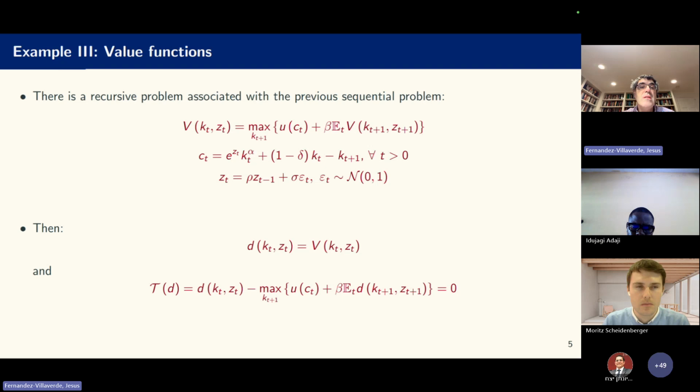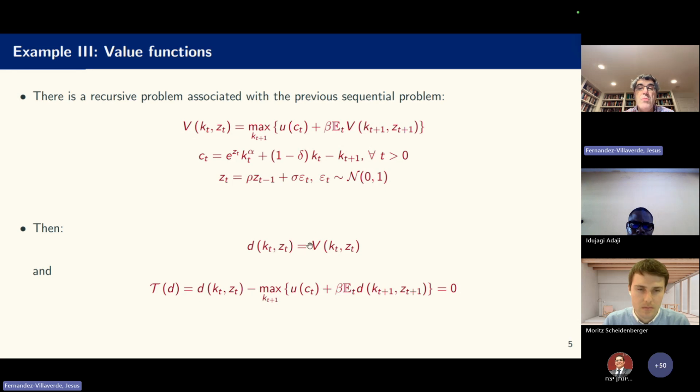Let me give you yet a third example. Associated with the previous sequential problem for the social planner, there is a recursive problem that writes the problem of the social planner as a value function that depends on the states of the model, capital and productivity, being equal to the utility today from consumption plus a continuation value function that depends on the states tomorrow. And in that particular case, the operator is nothing more than the Bellman equation.